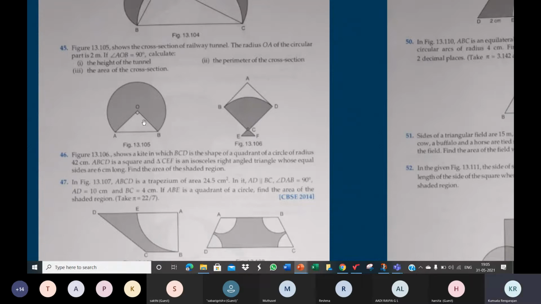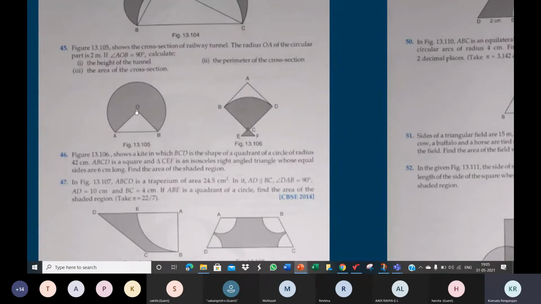So I just want to tell you one thing about the figure. It's given that this figure shows the cross section of a railway tunnel. So children, the cross section is the cross. You don't see, draw the figure without the line segments OA and OB. See here, you can see this figure. You can see the cross section here.